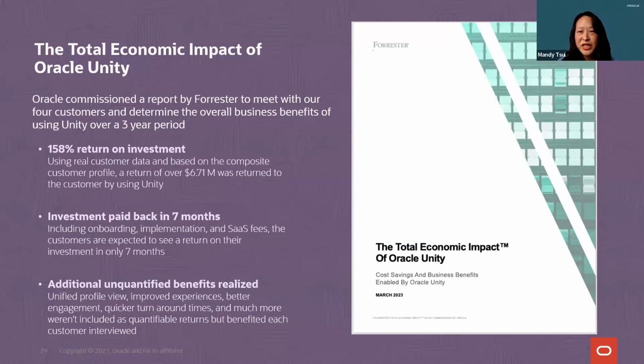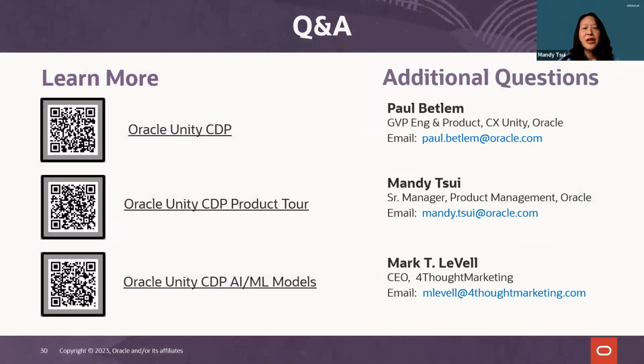Another customer saw their investment pay back in 7 months. And this was not only for the actual cost of the product, but also for the implementation costs and onboarding costs. They got that all back within 7 months. There are also several unquantifiable benefits in this report. Many of them we have actually covered in the webinar, but some examples include that they saw an improved experience, better engagement, or quicker turnaround time. So these were some great benefits that our customers have seen by using Unity. Now I will hand this over to Mark for some closing comments.